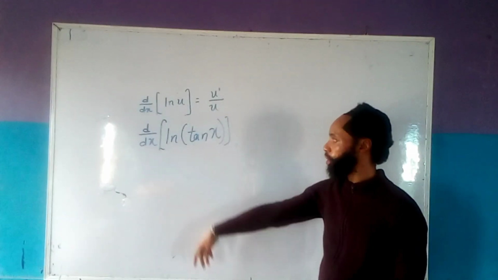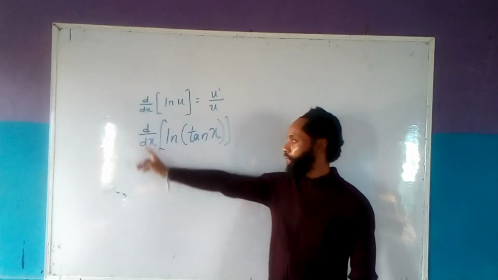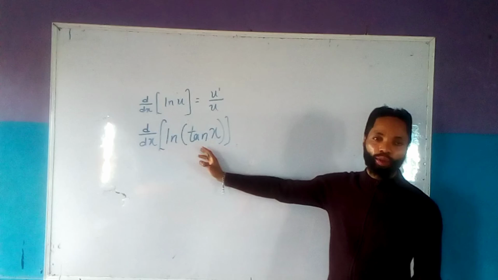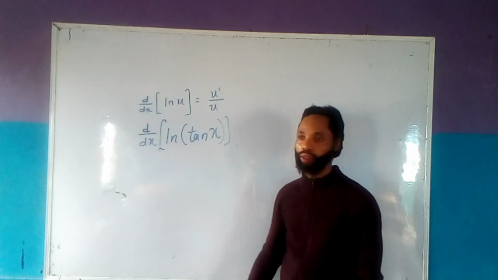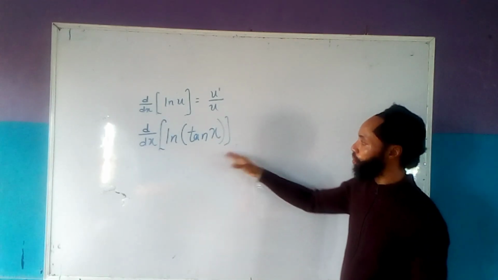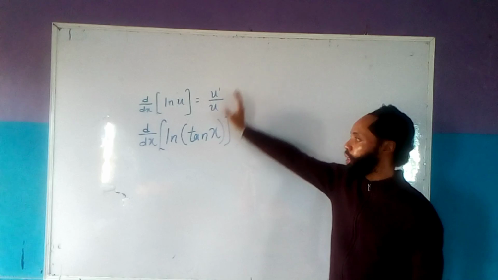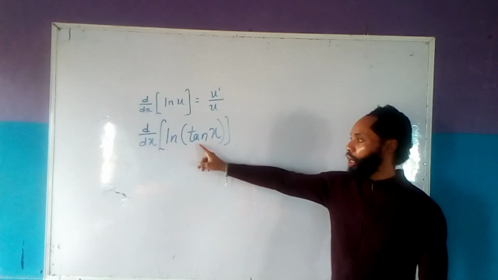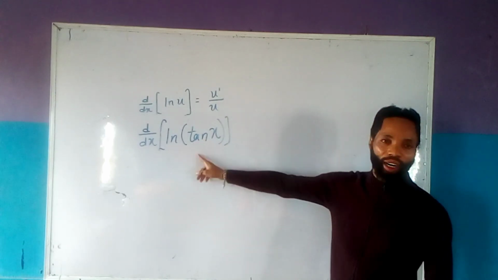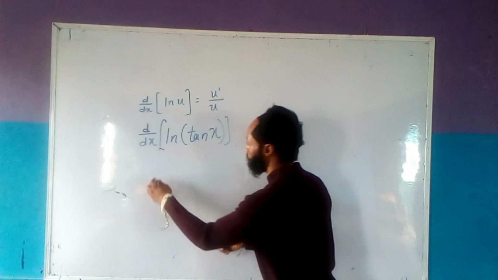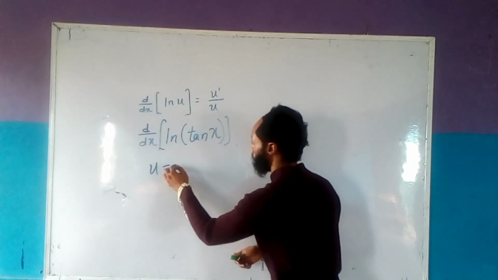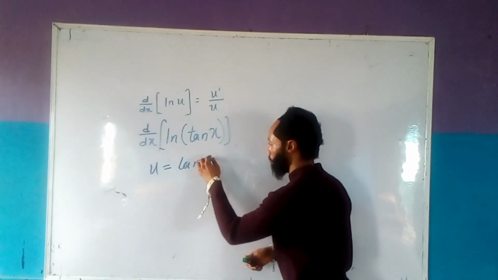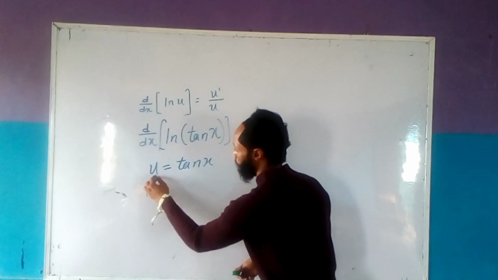Okay, we have a question here. d/dx of ln tan x. This time around we're differentiating a trig function. Now, the first thing we're still going to state is this formula. But first we need to state our u. Our u is whatever we have inside our ln. So our u equals tan x.